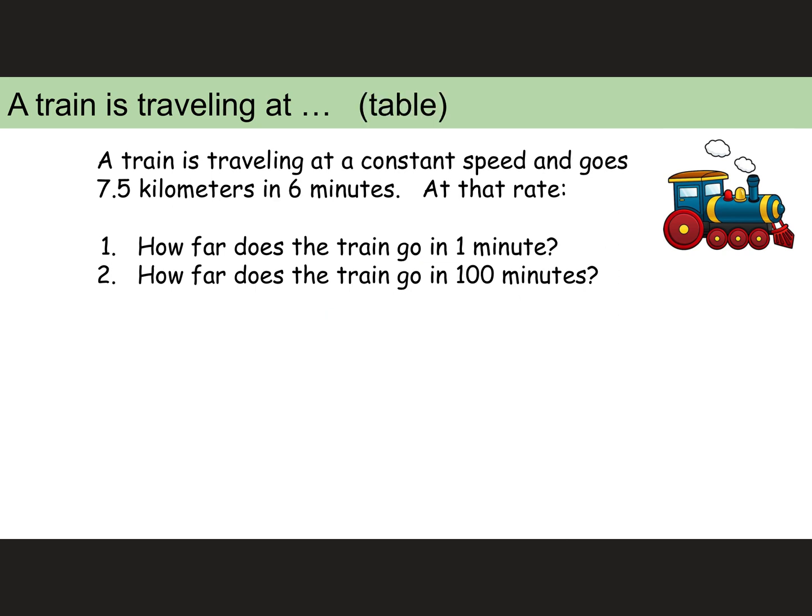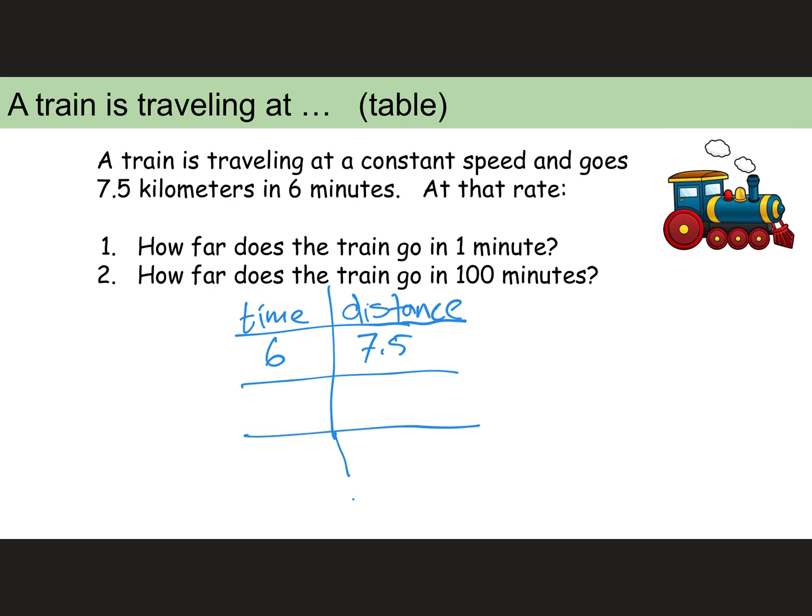I'm going to show you how to solve this same problem, but with a table. And a table is going to look like this. If I have time and distance, I'm going to first put in, what do I know? I know that the train goes 7.5 kilometers in 6 minutes.